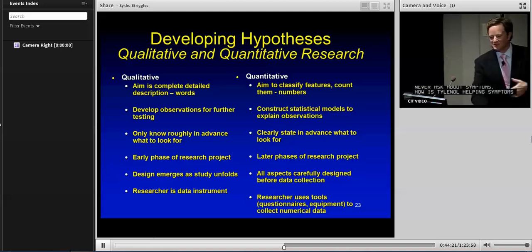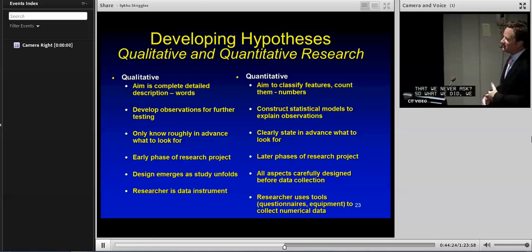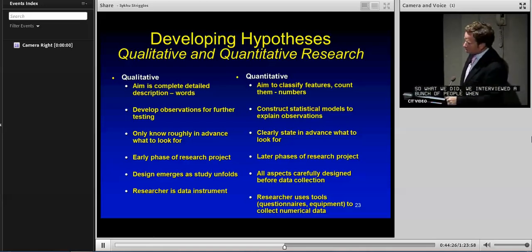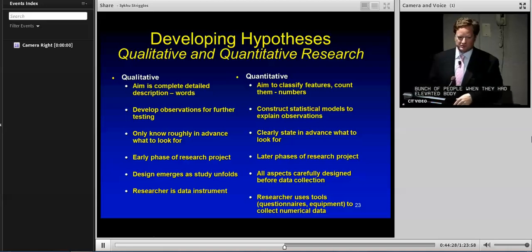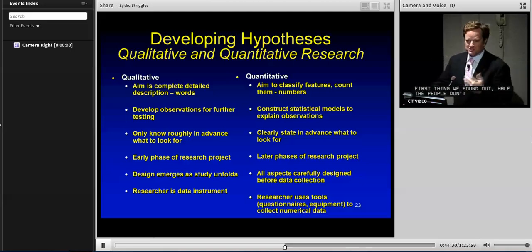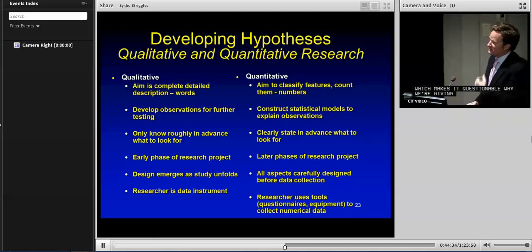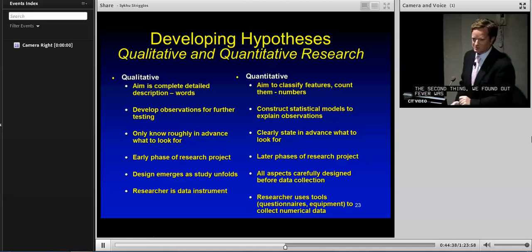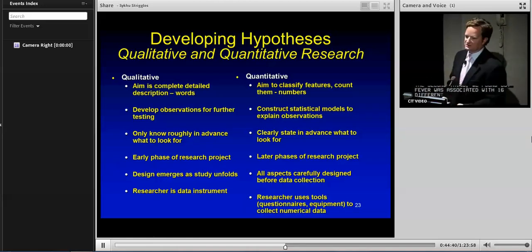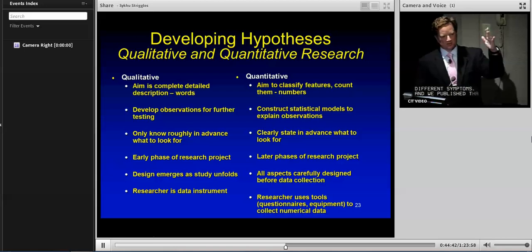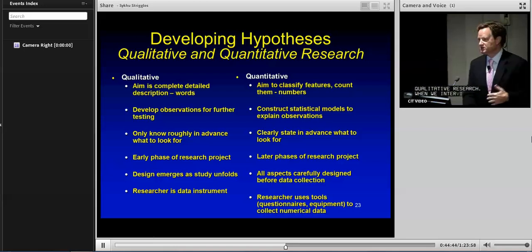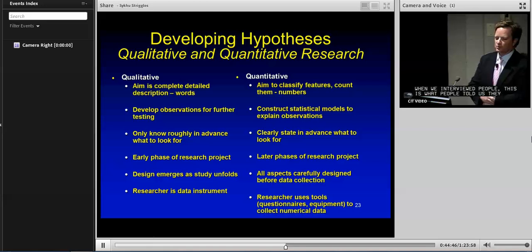So what we did was we then interviewed a bunch of people when they had elevated body temperatures. First thing we found out was half the people don't have any symptoms at all, which makes it questionable why we're giving them Tylenol to begin with. But then the second thing is we found out that fever was associated with 16 different symptoms. And we actually published that qualitative research, that when we interviewed people, here's what people told us that they experienced when they had fever. And it wasn't just feeling warm and having chills.